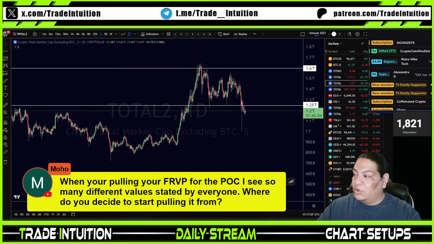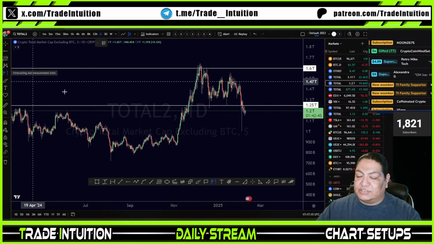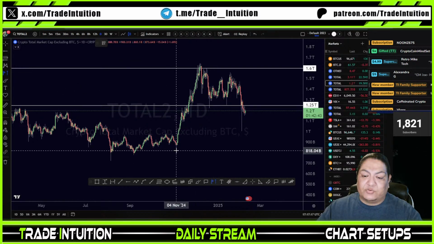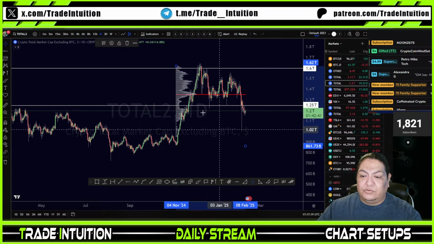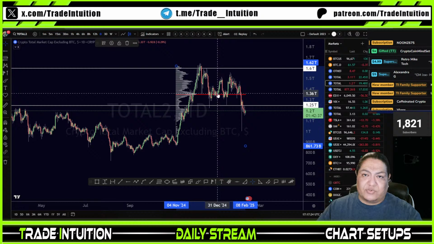Here's this one. Oh, you can't see it. This is my fixed range volume profile. Whenever I click on anything here, it turns blue on the side. And I can go from the swing low over to the remainder, and it tells me my POC is right here.